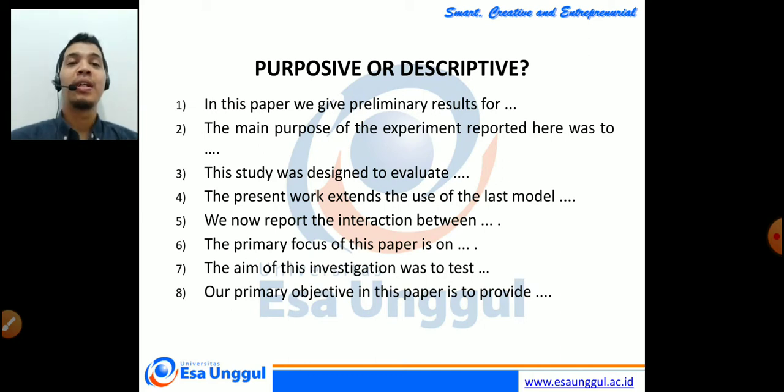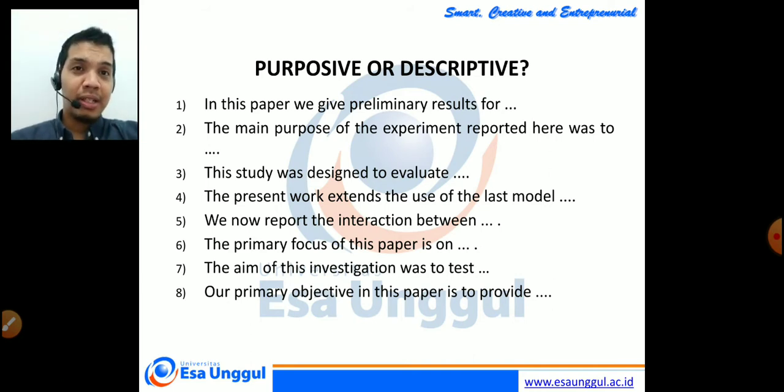Number four: "The present work extends the use of the last model." Number five: "We now report the interaction between." Number six: "The primary focus of this paper is on." Number seven: "The aim of this investigation was to test." Number eight: "Our primary objective in this paper is to provide."